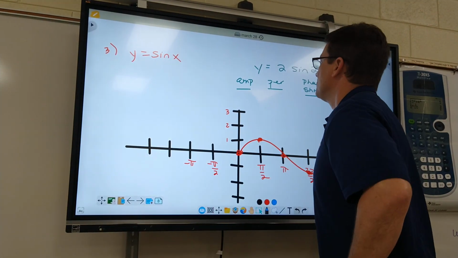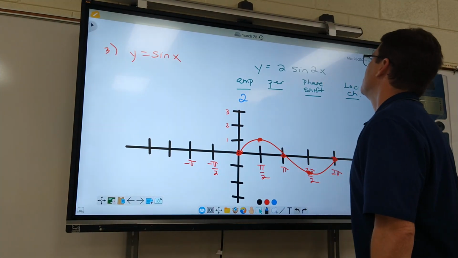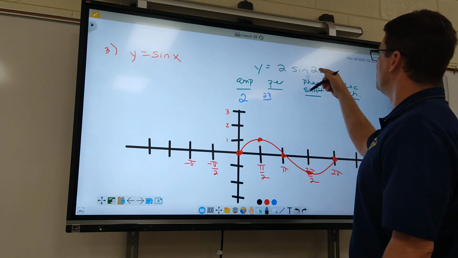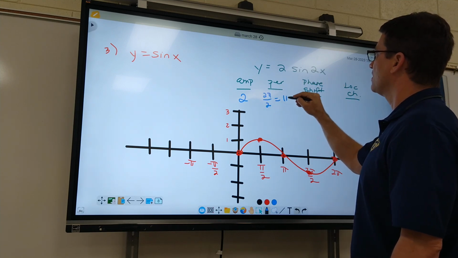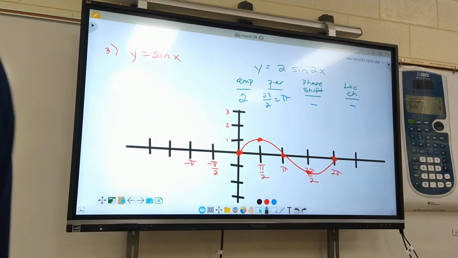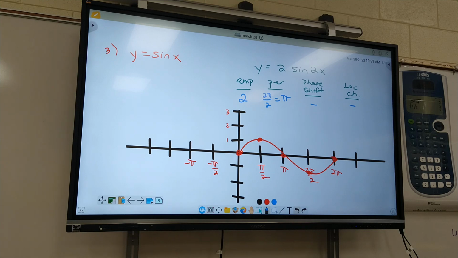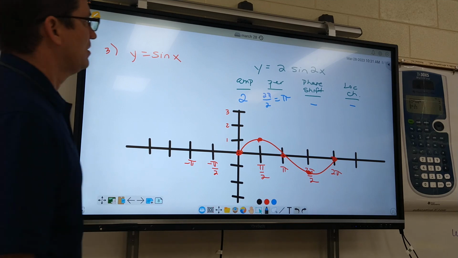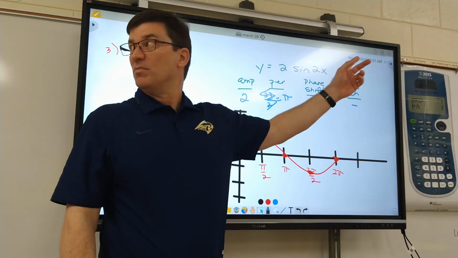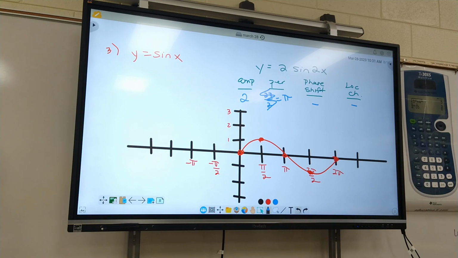What's my amplitude? 2. Period, I didn't do it. All right, look, it'll be 2 pi over 2, so it's pi. There's not a phase shift and there's not a location change. Check that, make sure you understand where I got those 4 answers from. Yeah, so we move it up and then shrink it. All right, hold on, time out. We've got to do 2 adjustments. Shrink it first. Remember, you start from the back and work your way to the front.